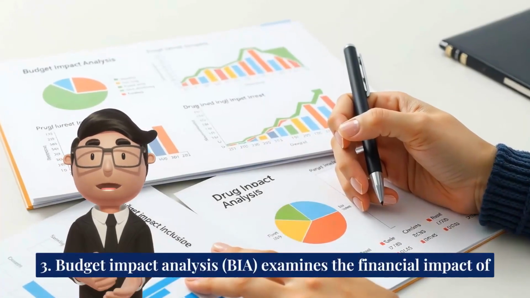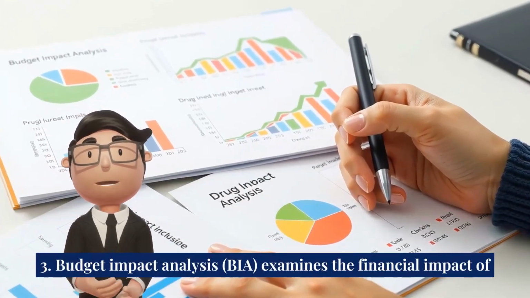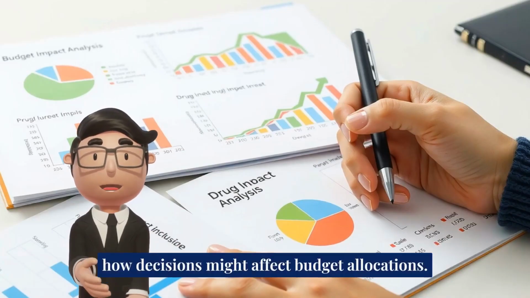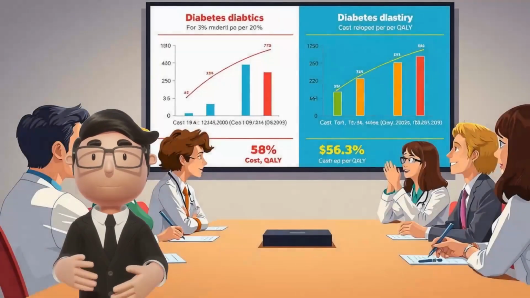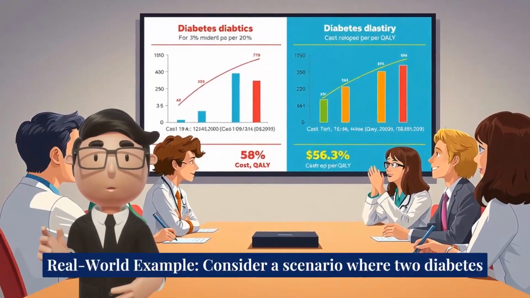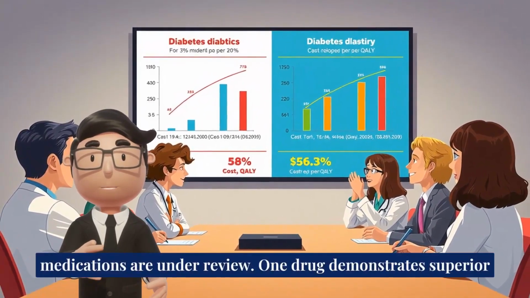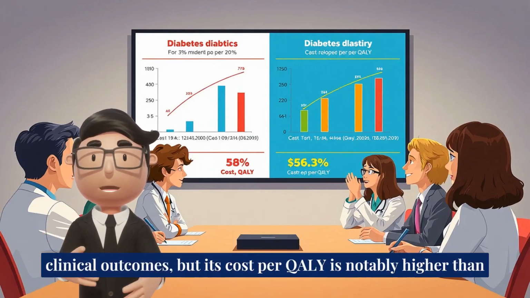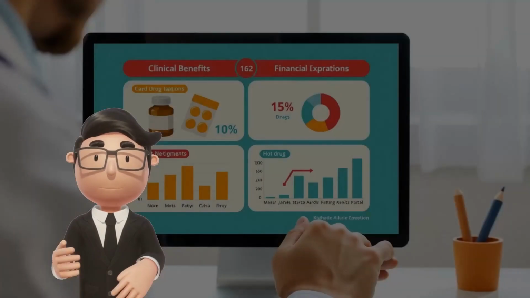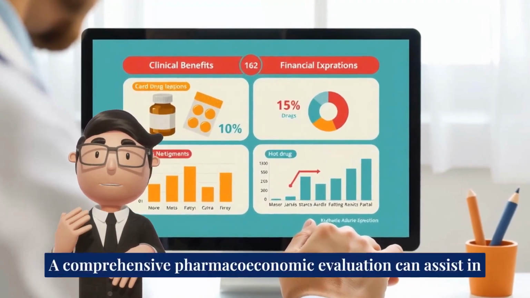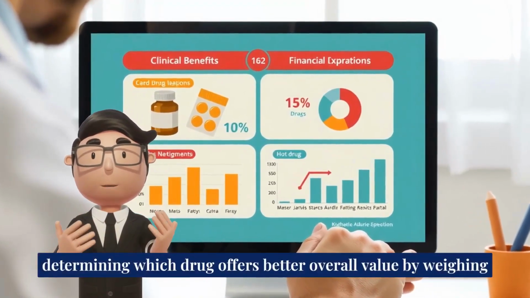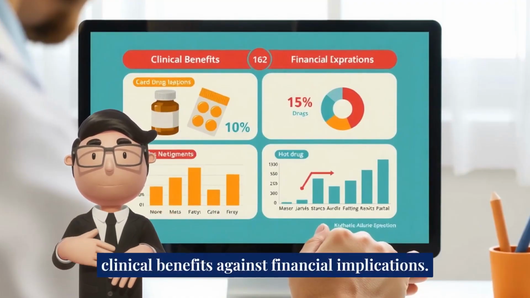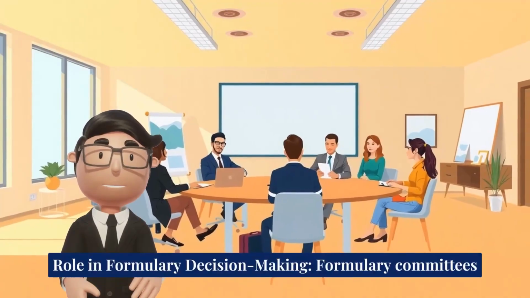3. Budget impact analysis. BIA examines the financial impact of drug inclusion on healthcare systems, providing insight into how decisions might affect budget allocations. Real-world example: consider a scenario where two diabetes medications are under review. One drug demonstrates superior clinical outcomes, but its cost per QALY is notably higher than its competitor. A comprehensive pharmacoeconomic evaluation can assist in determining which drug offers better overall value by weighing clinical benefits against financial implications.